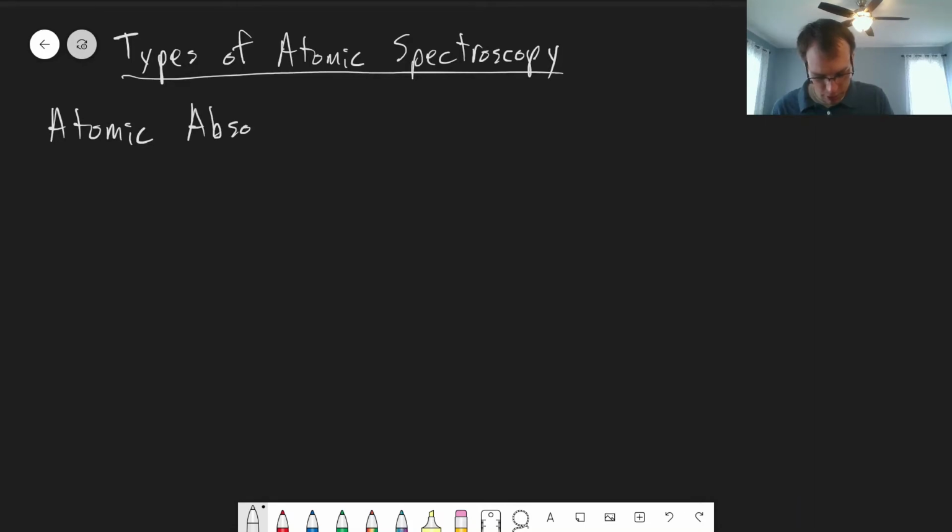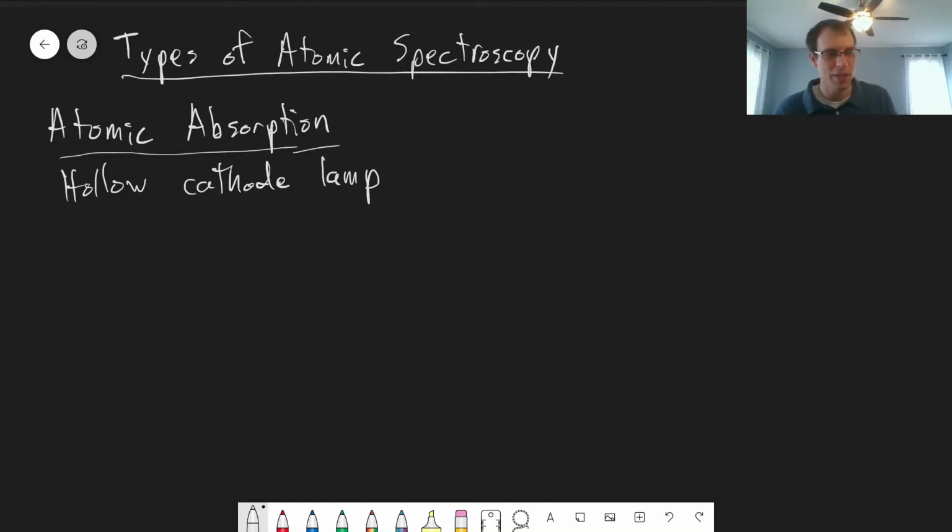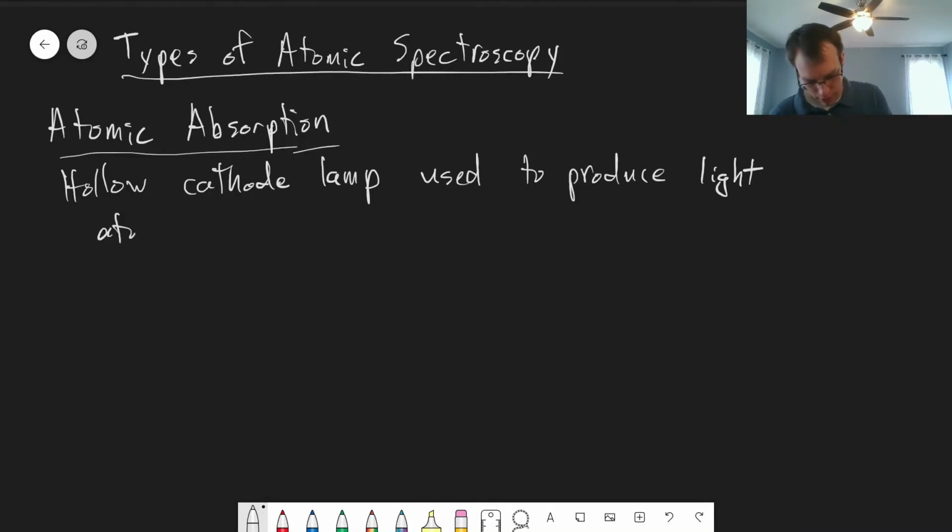So this works similarly to a UV-vis absorption experiment, except we don't have a cuvette and our light source is different as well. So we use a hollow cathode lamp to generate light. We'll get into what that is and how that works later in this chapter. It's used to produce light, and we look at the atoms in our sample that are burned absorbing that light.